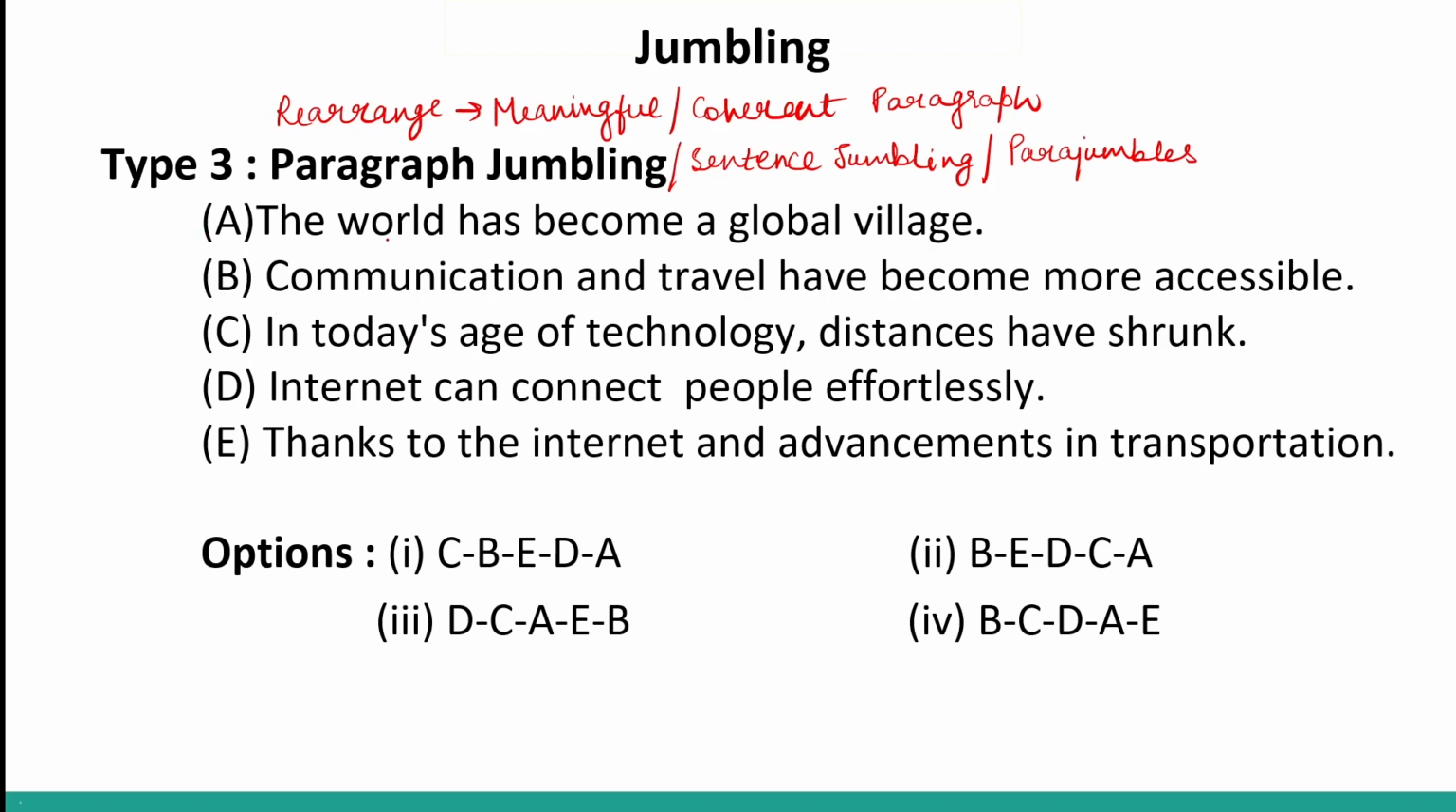The first sentence is the world has become a global village. The second sentence is communication and travel have become more accessible. Then third, in today's age of technology, distances have shrunk. Fourth, internet can connect people effortlessly. And E, thanks to the internet and advancements in transportation. Okay. So when I look at C, in today's age of technology, distances have shrunk. So whenever we introduce a paragraph, I can say this looks like an introductory line.